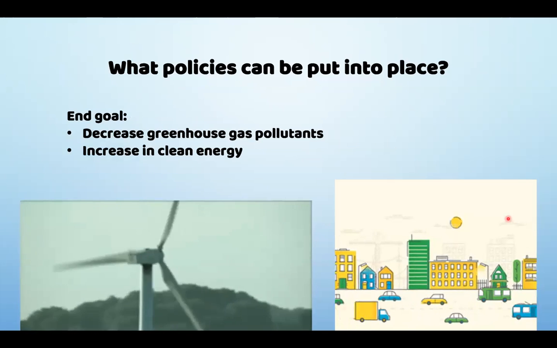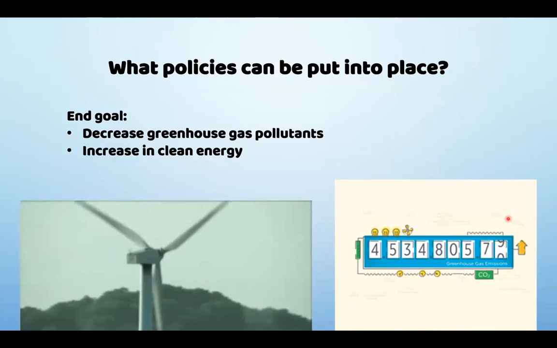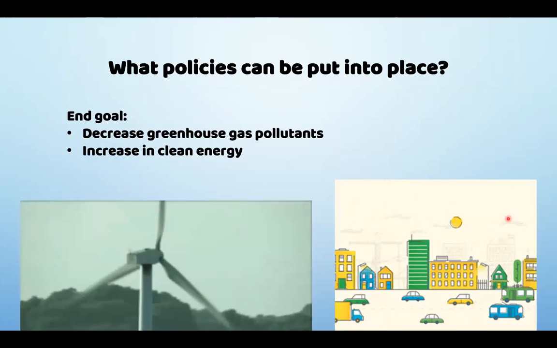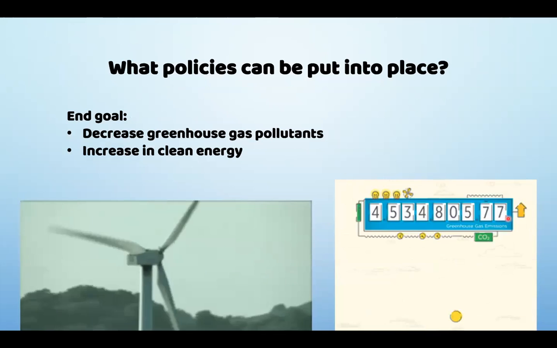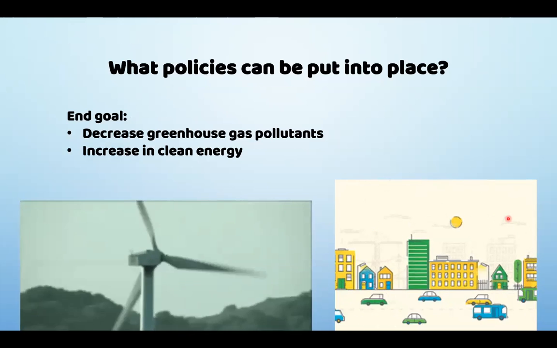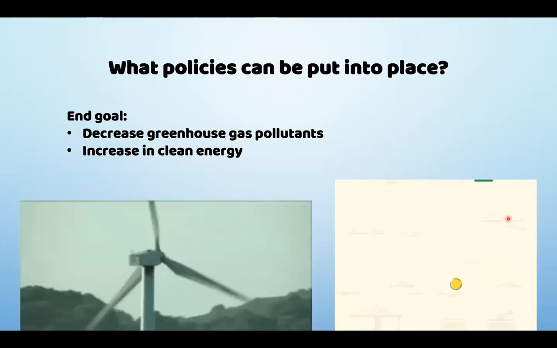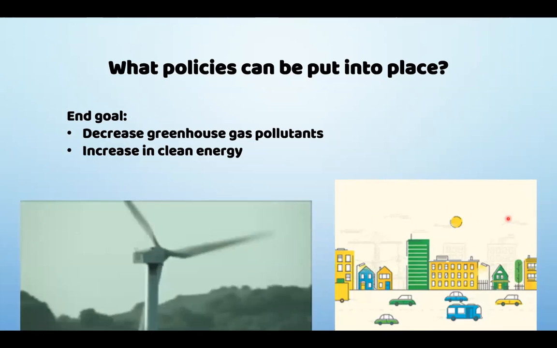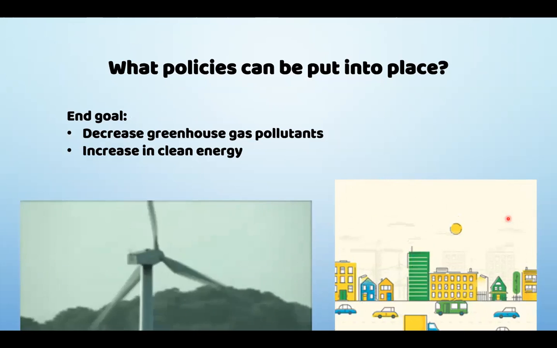So what policies can be put into place to stop coral bleaching events? In the end, there are two goals that can help prevent coral bleaching events. It is a decrease of greenhouse gas pollutants, which will reduce the introduction of greenhouse gases into the oceanic environment, which warms the environment.